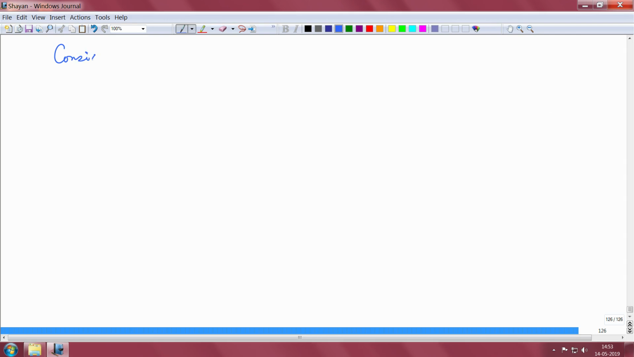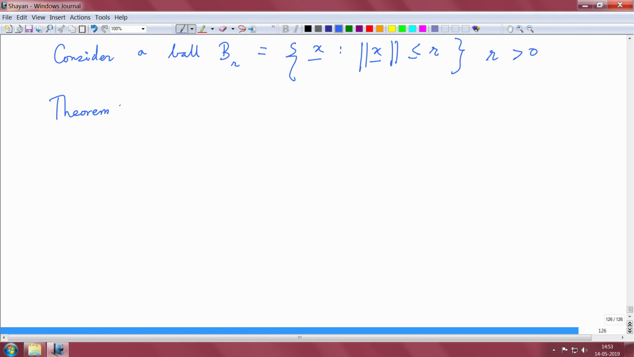Consider a ball which is b suffix r, which is a set of all points x such that the norm of x lies within a radius small r, and we assume r is greater than 0. So the theorem due to Baron is stated as follows.